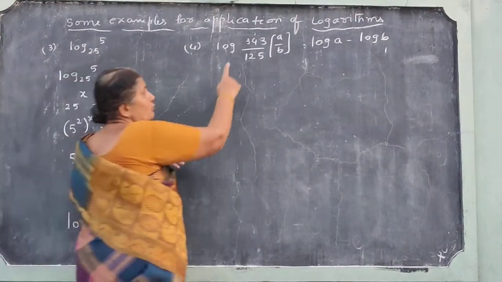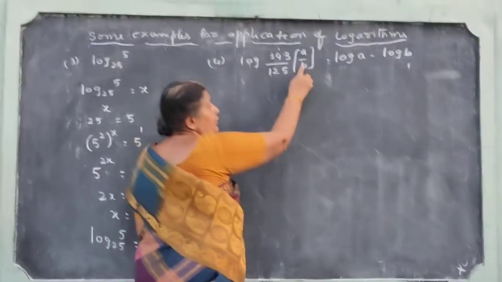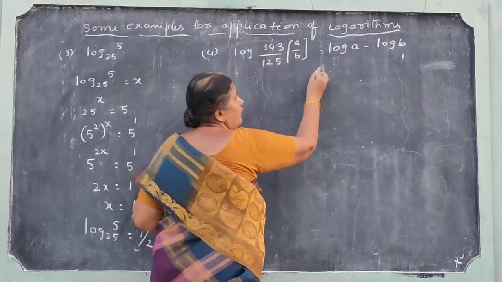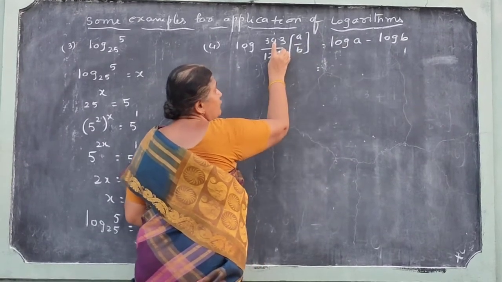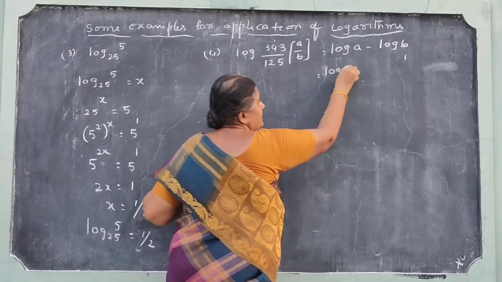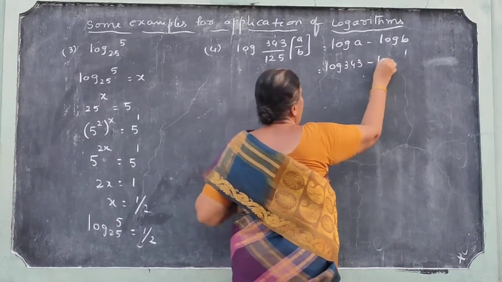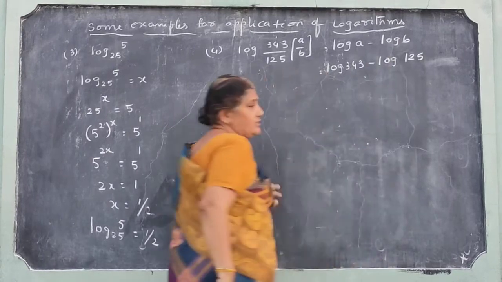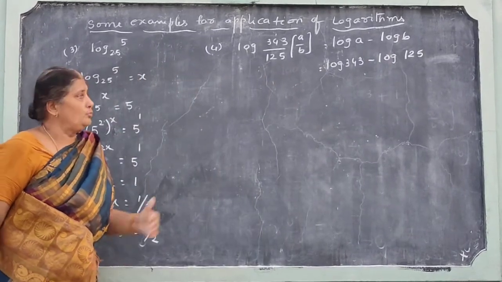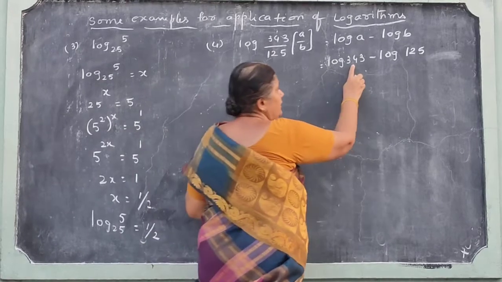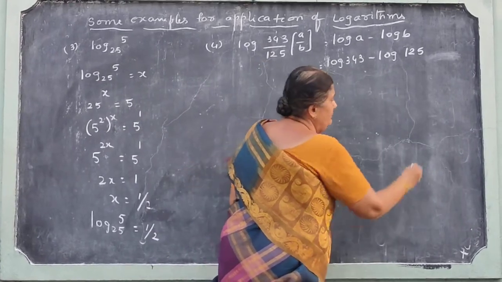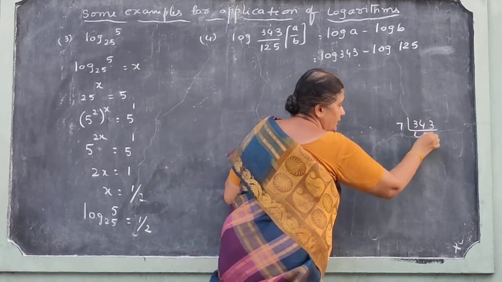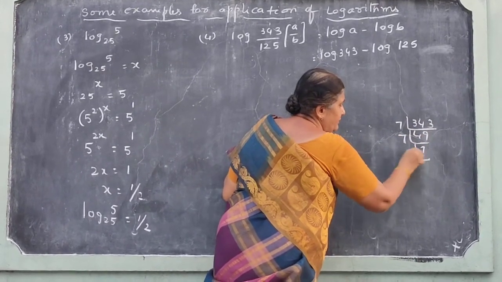What is the procedure you want to do? It is in the model of log a by b. So you must go to the second law, log a by b is equal to log a minus log b. Instead of a, 343, minus, instead of b, 125. But it is not a final answer. Further simplification you want to do. 343 is possible to change into power form. 343 is divisible by 7: 49 times, 7 7 times, 7 1 times.